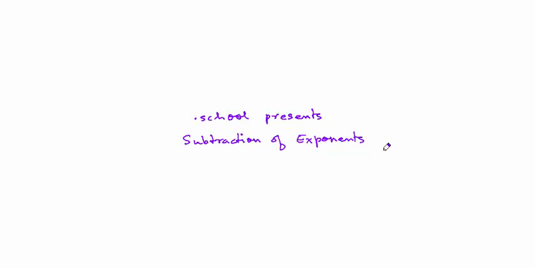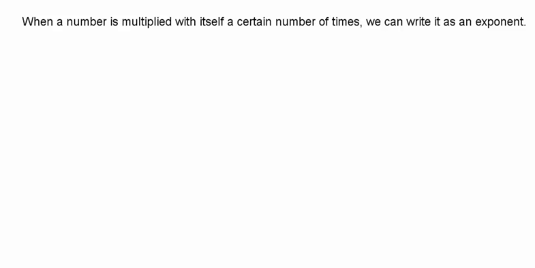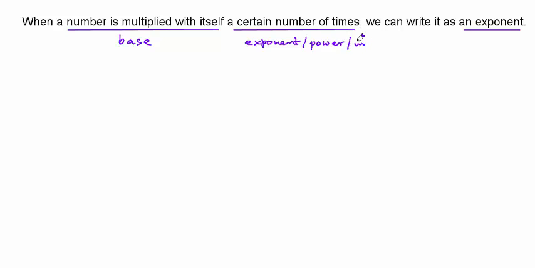That skill presents subtraction of exponents. Recall that when a number is multiplied with itself a certain number of times, we can write it as an exponent. The number that multiplies with itself is called the base, and the number of times it multiplies with itself is called the exponent, also called the power or the index.